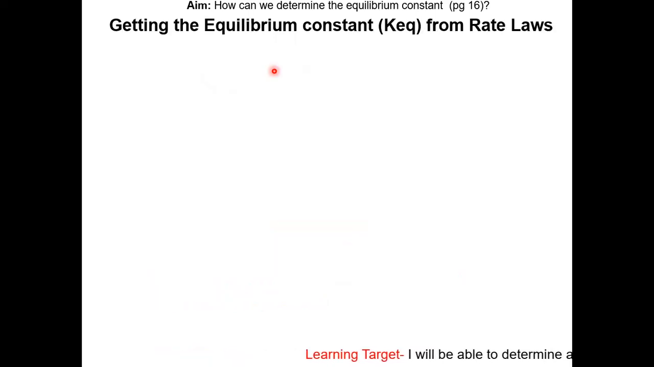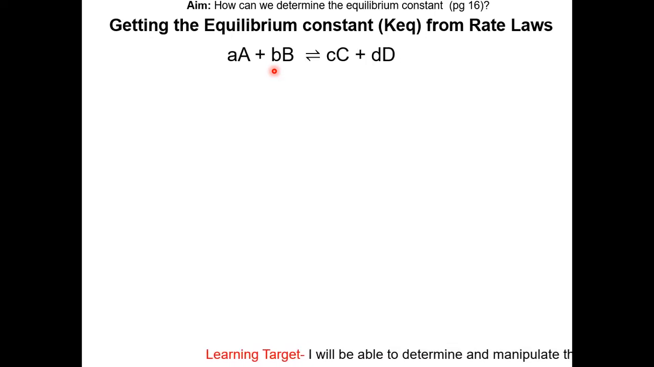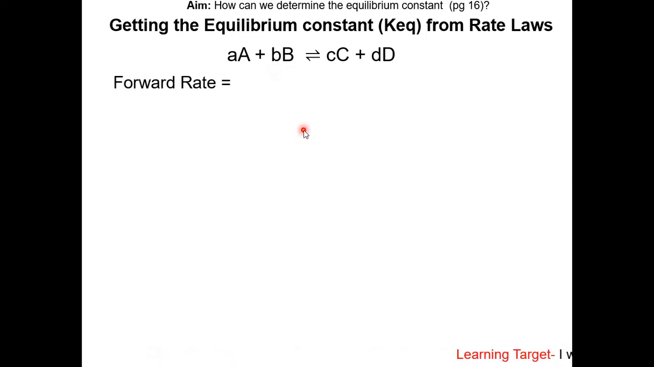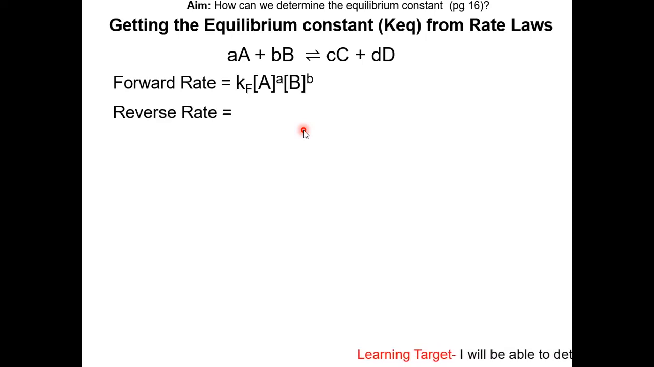Now I'm going to show you how the equilibrium constant equation was derived from the rate law. So here is our chemical equation. A and B are reactants, C and D are products. The rate law of the forward reaction will only be based off A and B. The rate law of the reverse reaction will be based off C and D.